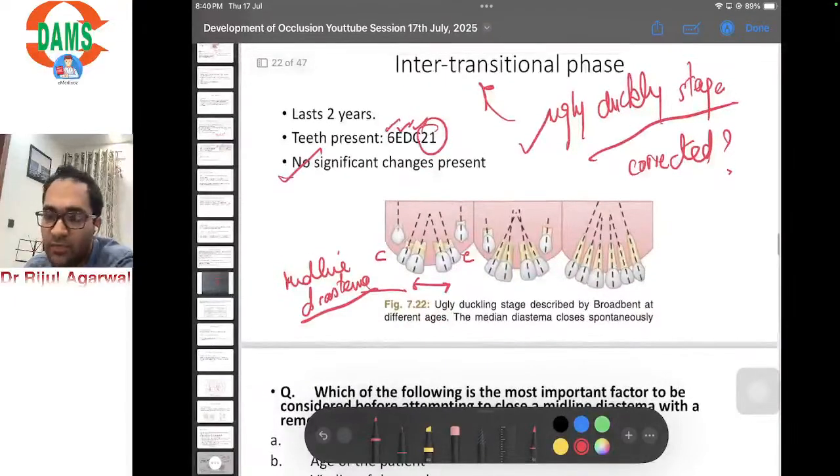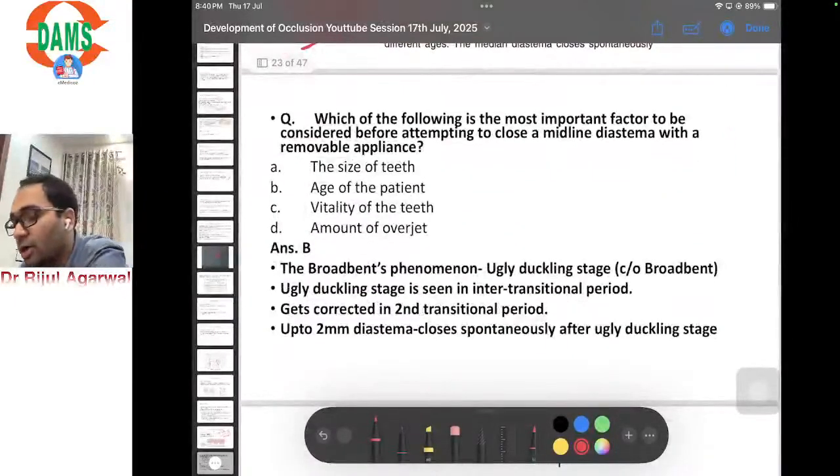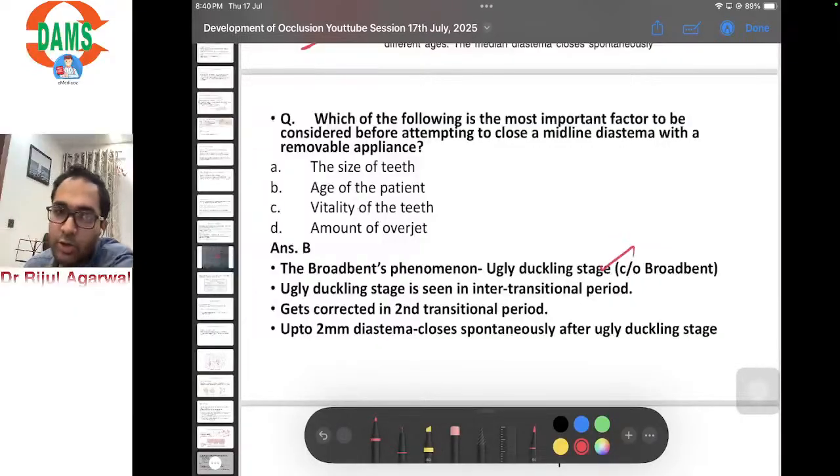Who gave this term first of all? The ugly duckling stage was coined by Broadbent, also known as Broadbent's phenomenon. Seen in which stage? Intertransitional. Next, it gets corrected, or this diastema closes automatically, in the second transitional period.